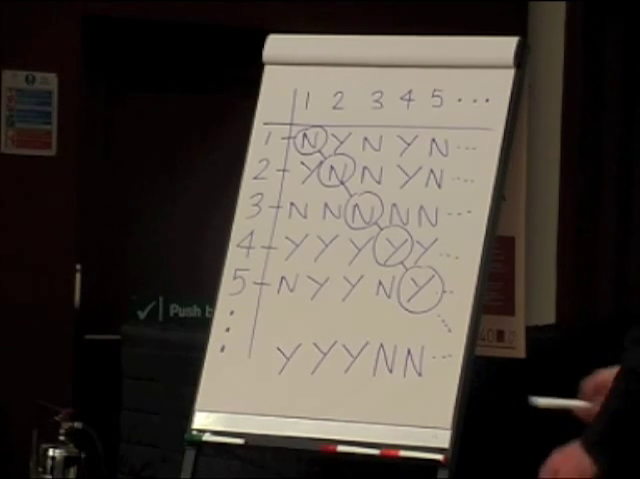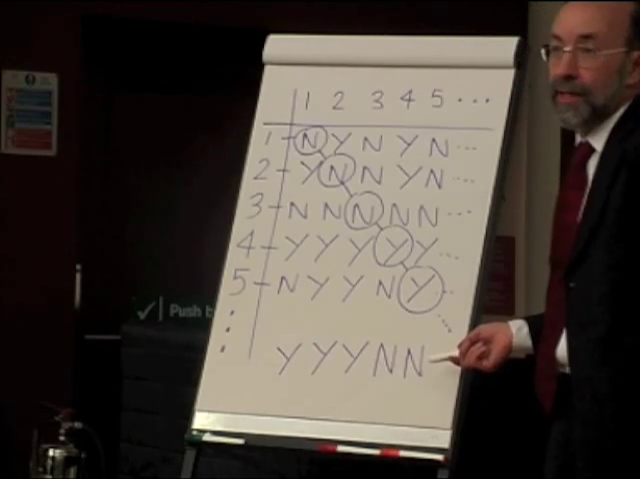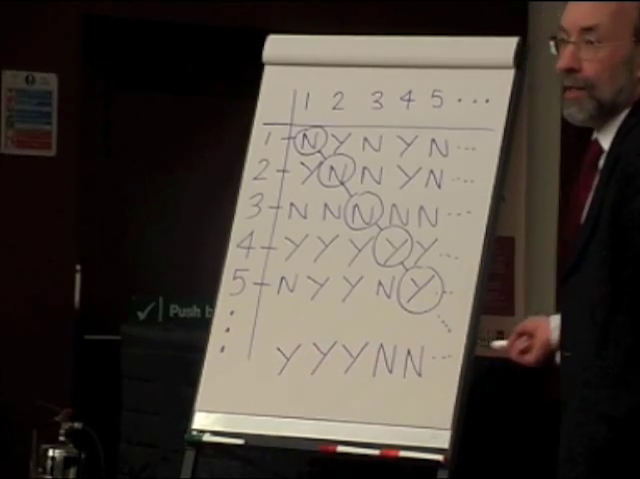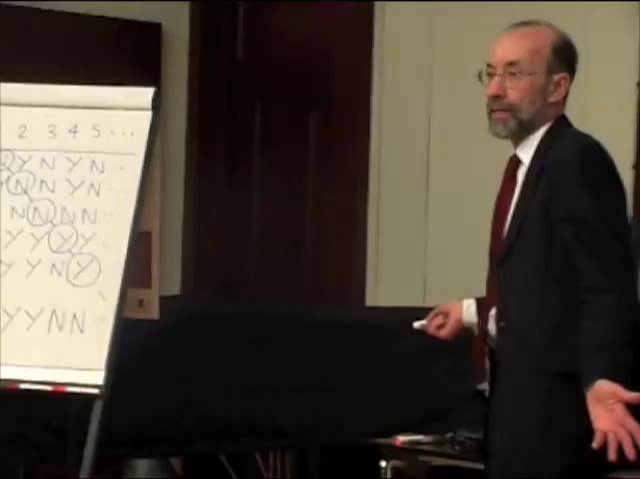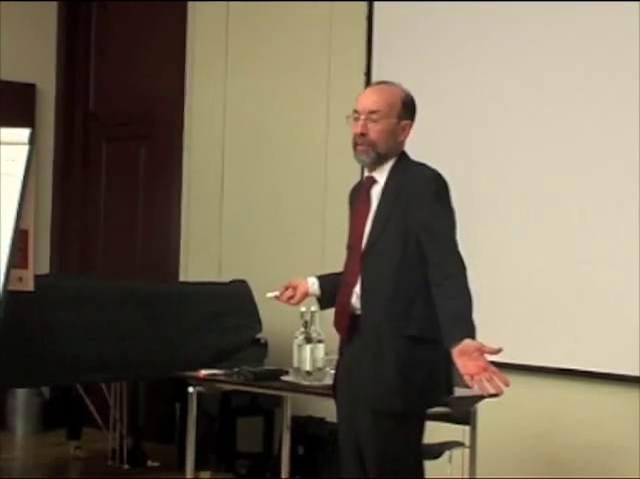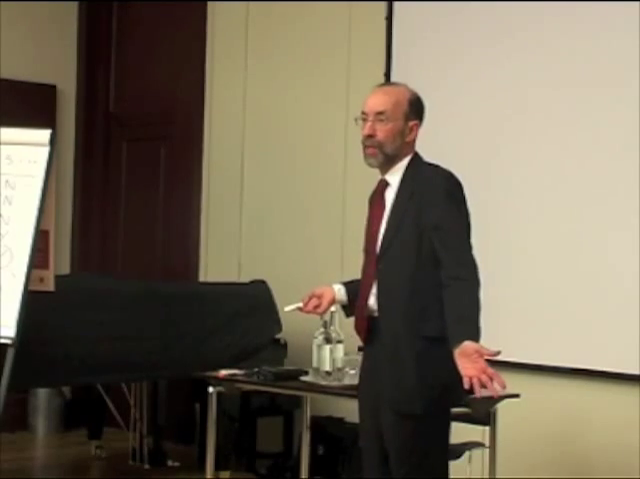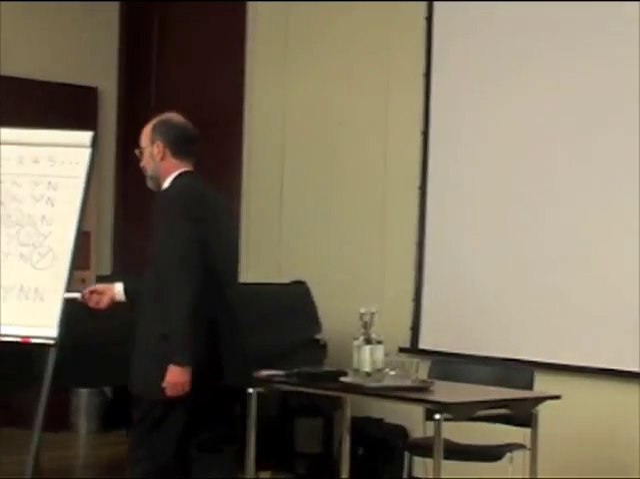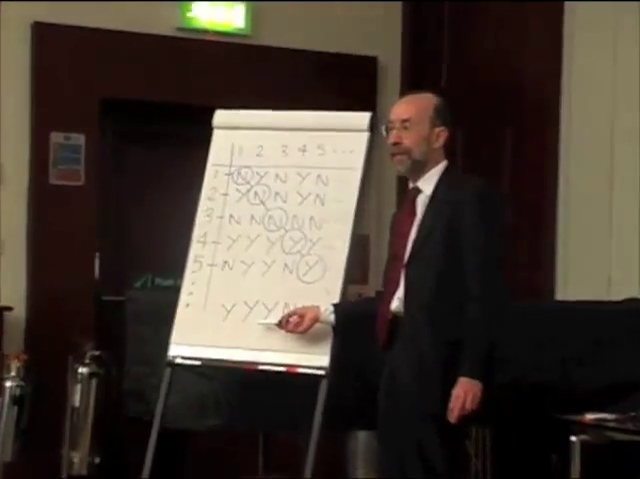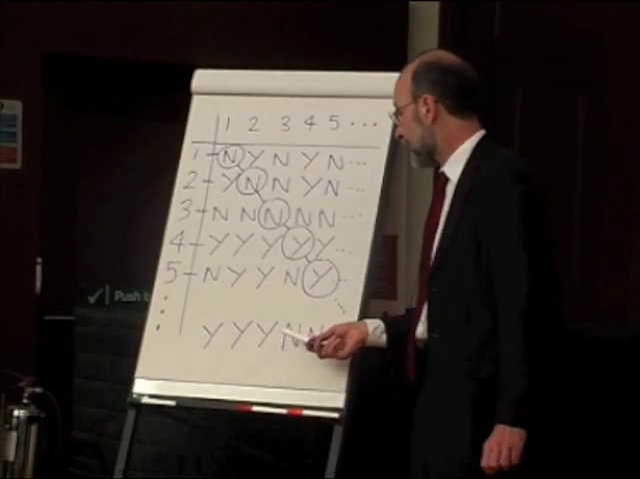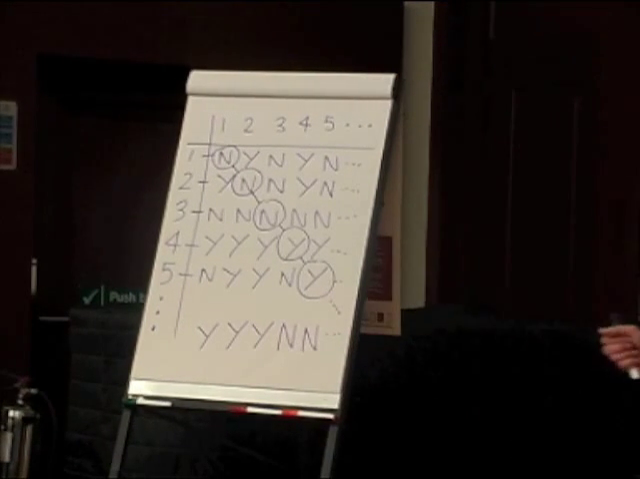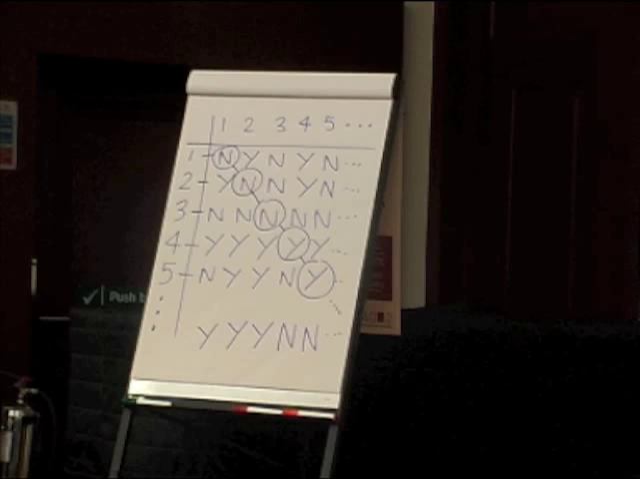And so this is an infinitely long sequence of yeses and noes. And just like any other infinitely long sequence of yeses and noes, it represents a set of numbers. In this particular case, it's a set that includes 1, 2, and 3, because it begins with 3 yeses. It excludes 4 and 5, because then there are 2 noes.